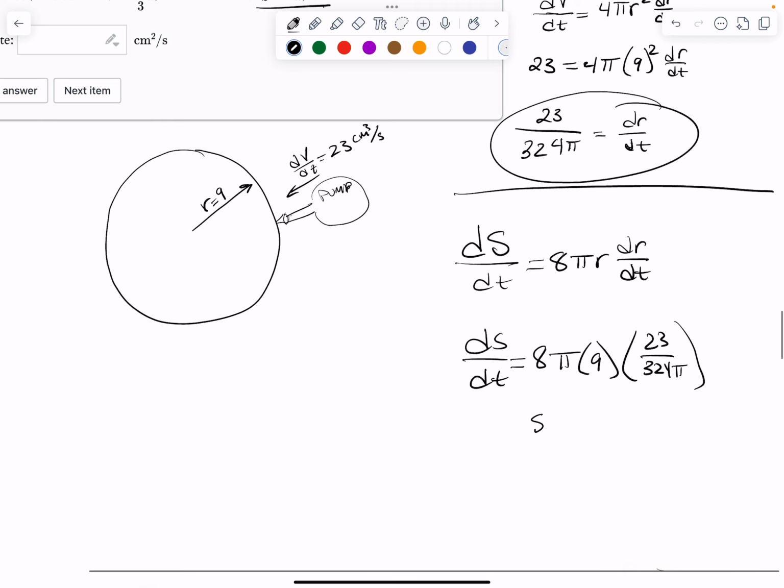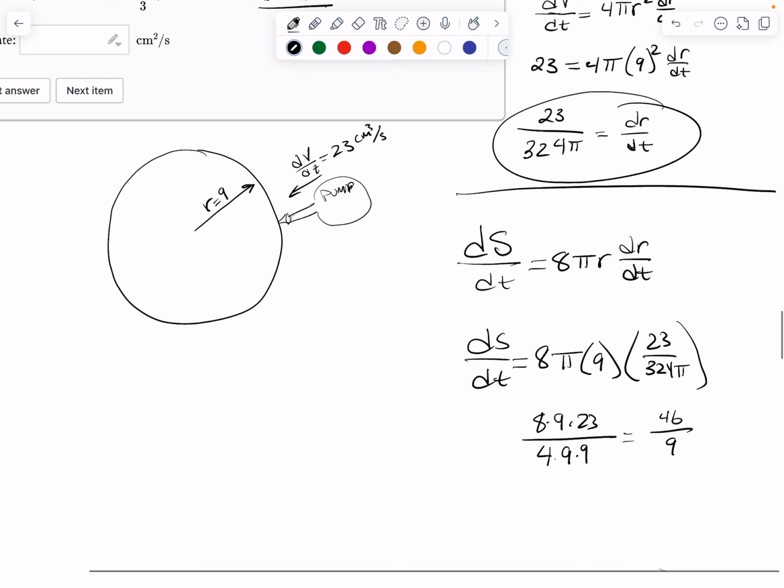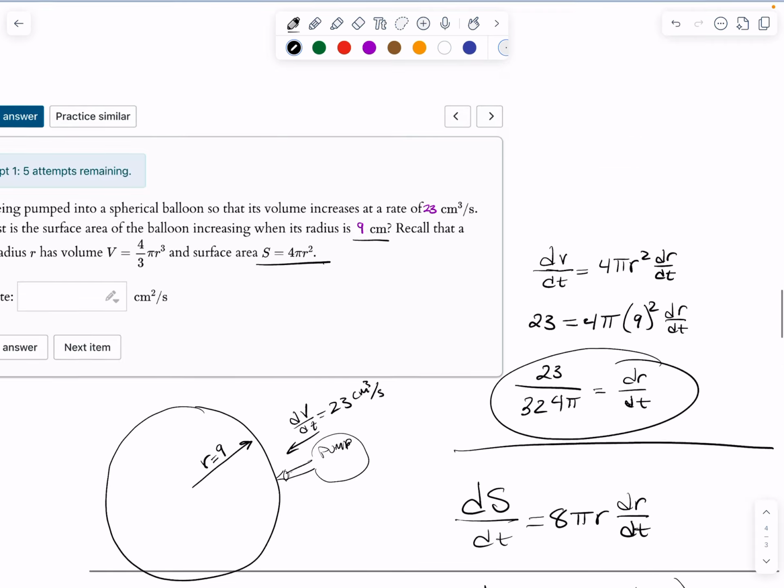So here, I'll write it down like this. 8 times 9 times 23 over 4 times 9 times 9. The 4 times 9 times 9 is the multiplication I did to get to 324. I didn't need to do that. Anyway, let's cancel some stuff, and we're left with 2 times 23, 46 on top. On the bottom, just 9, so 46 ninths, and that's in square centimeters per second. All done. Hopefully that helps you.